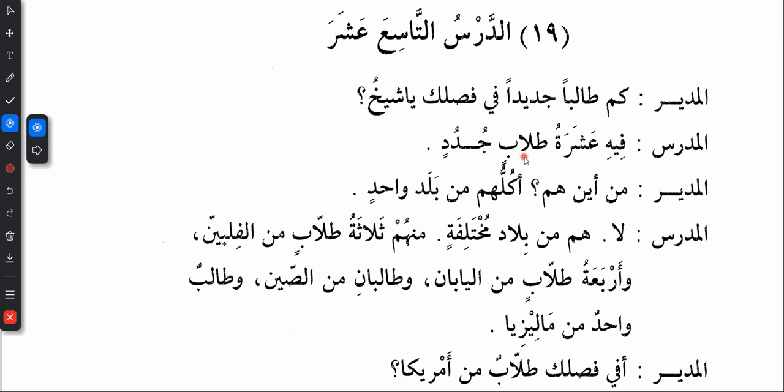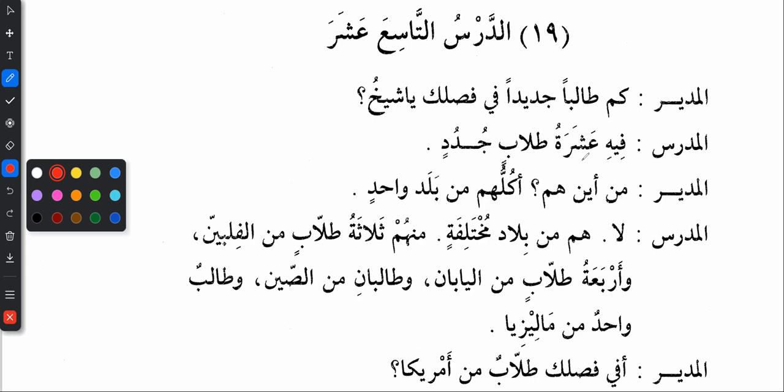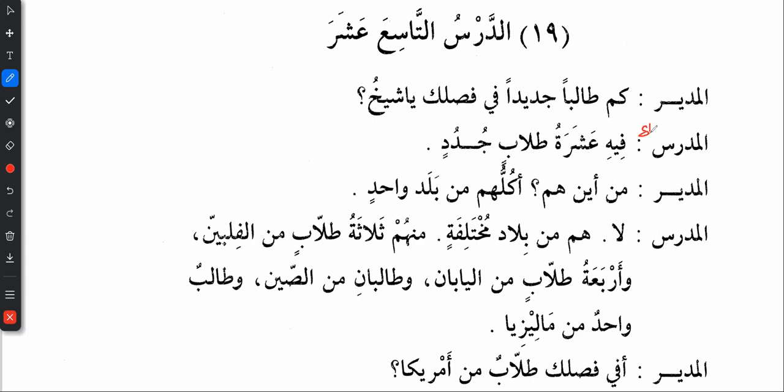Now can you see the structure here? Let's see the structure. Fihi, this is shibh jumla. I have already explained about shibh jumla. This is the early khabar. I will write in the short form. And asharatu is mudaf, tullabin is mudaf ilayhi. How do you know? Nakira idafa, kasratain. Tullab is plural. Go back, it is talib. So this is your counted noun, male. So that's why your number was feminine. Asharatu tullabin. And this is jududin, following the same structure of the mausuf.